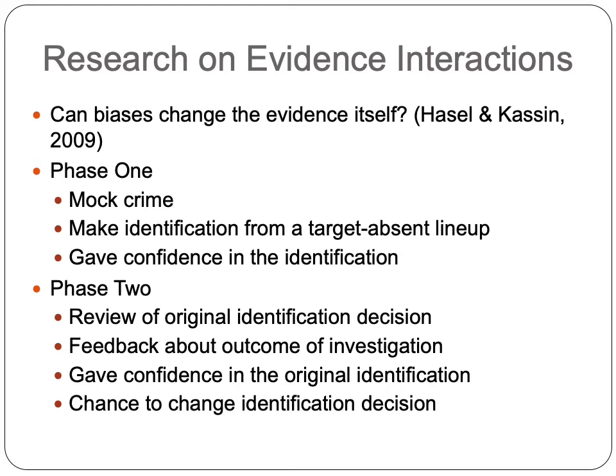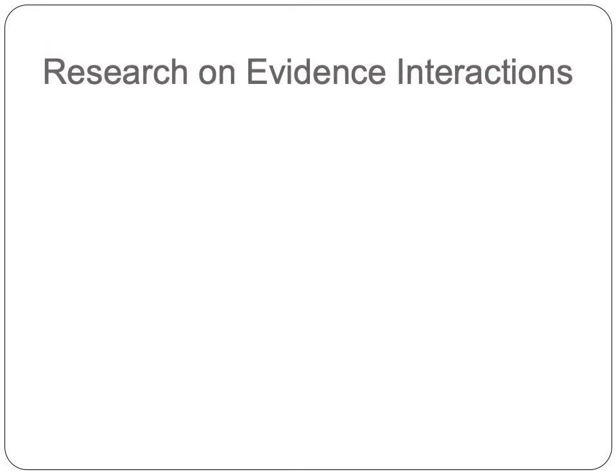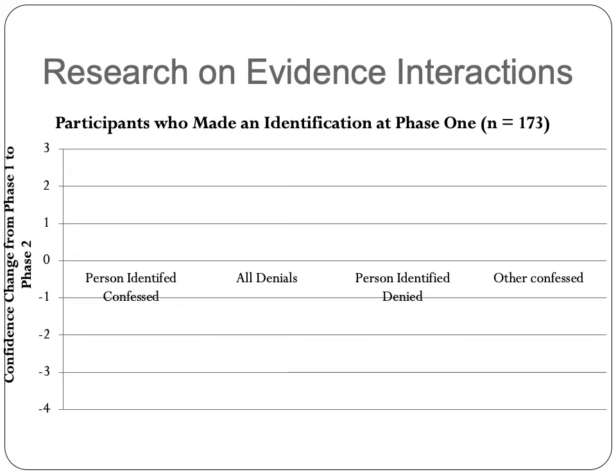to change identification decisions. So you could say, hey, you identified number 1 here in the lineup. We actually found out it was number 2, and we caught number 2. What do you think? Do you want to change your identification decision, or are you still sticking with number 1? And what we find when we do that is, well, first of all, we give them a bunch of different information, right? We might have said the person who you identified confessed, no one confessed, the person you identified actually denied doing it, or somebody else confessed.